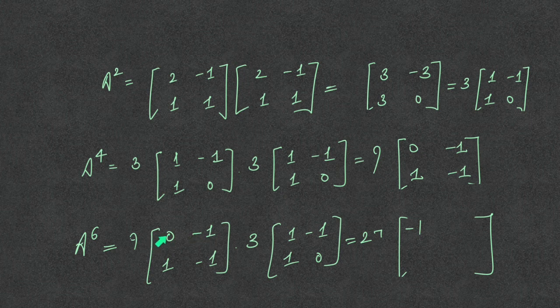Again, this row 1 with column 2: 0 into minus 1 is 0, and minus 1 into 0 is also 0. Here it is 0. Now row 2 will multiply with this column 1. So 1 into 1 is 1, and minus 1 into 1 is minus 1. So 1 minus 1 is again 0. And row 2 with this column 2, 1 into minus 1 is minus 1, and minus 1 into 0 is 0. So minus 1.